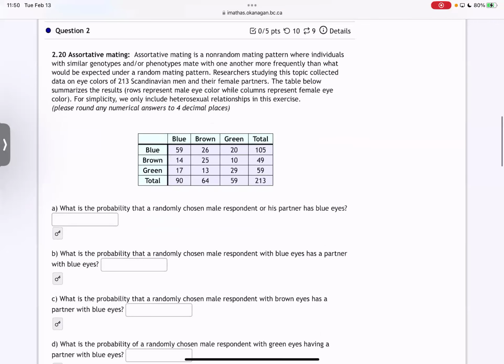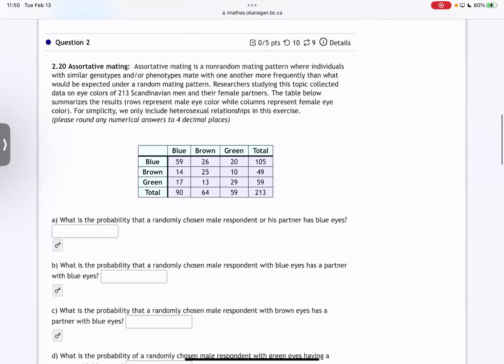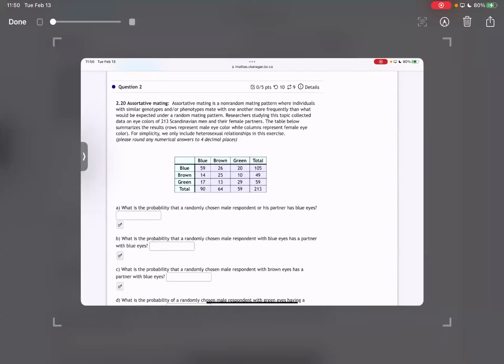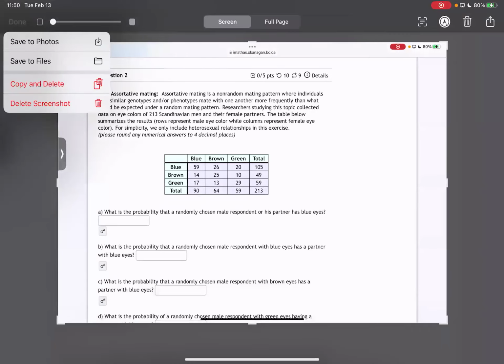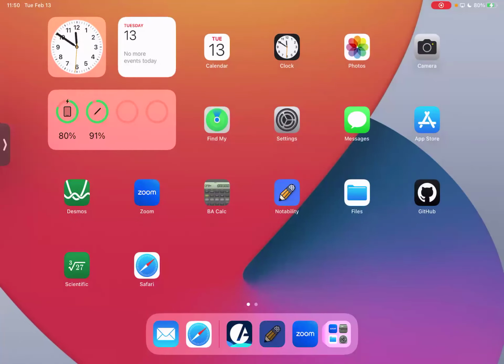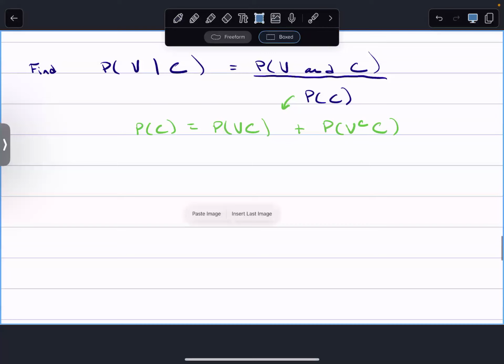Oh no. This one, I need to figure out a way to add that the rows are the males and the columns are the females, because that throws people off. But let's see here. I'm going to screenshot. The socks will have to wait. I'll bring this in here.